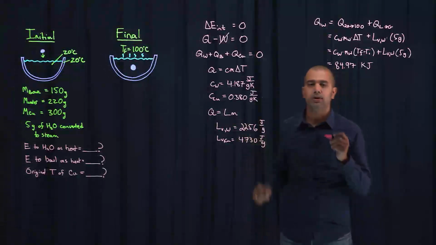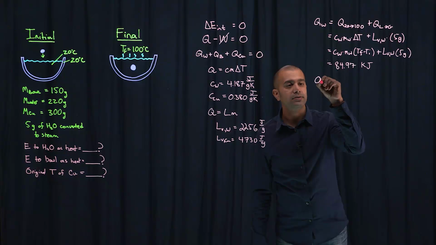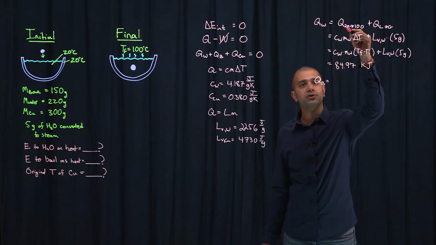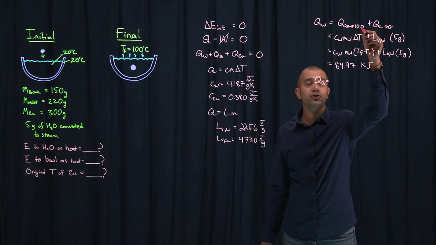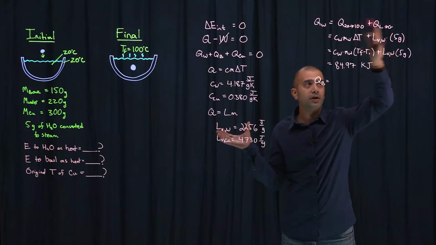Second part of the problem is very similar to the first part. We're looking for the heat taken up by the bowl, and again, it's going to be coming from the fact that its temperature is rising from 20 to 100 degrees Celsius. It doesn't change phase, it just remains a solid bowl, so the second term will not be there.